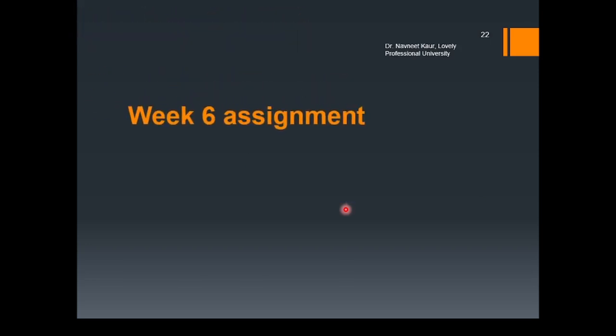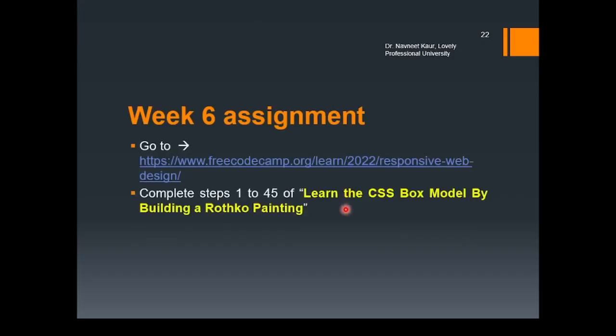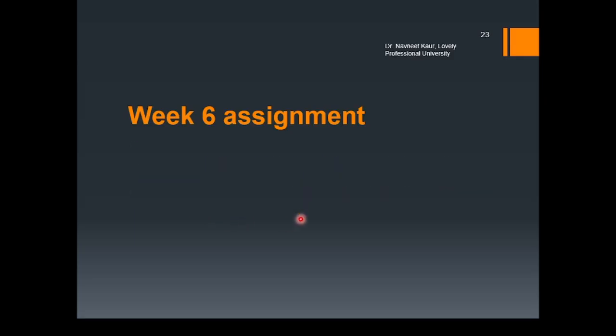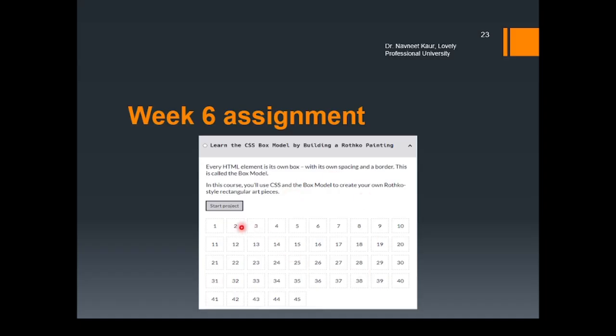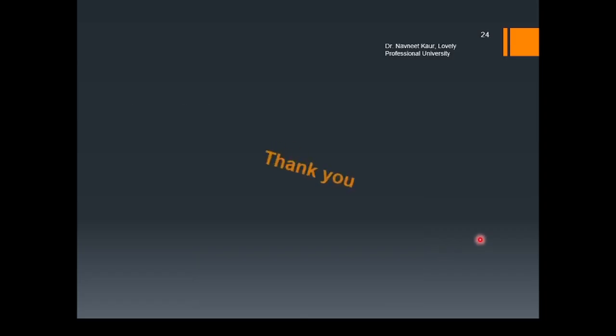Now the week 6 assignment: you need to go to the website FreeCodeCamp and complete all the steps from 1st to 45 for Learn the CSS Box Model by Building a Rothko Painting. I have also pasted a screenshot for the same. So there are only 45 steps in this specific task. That's all for lecture number 6.